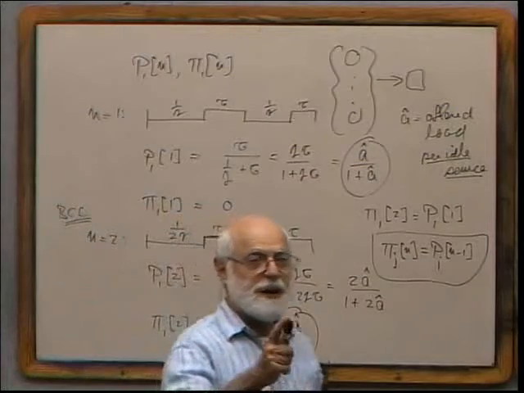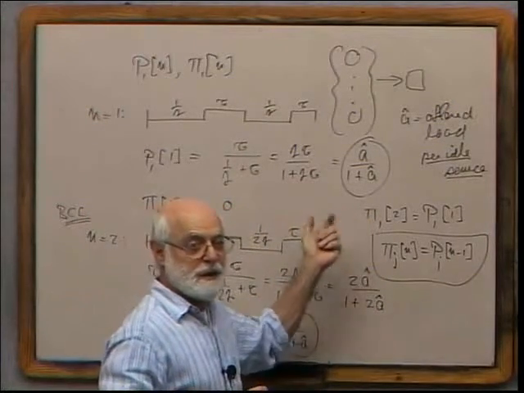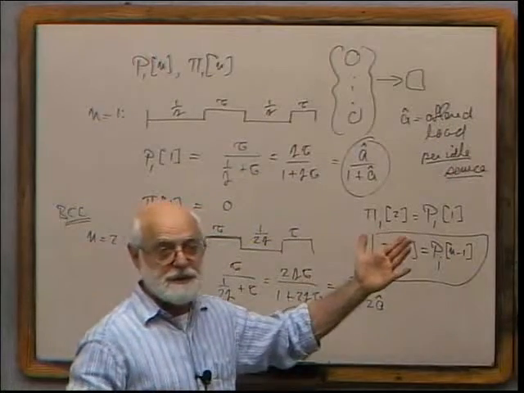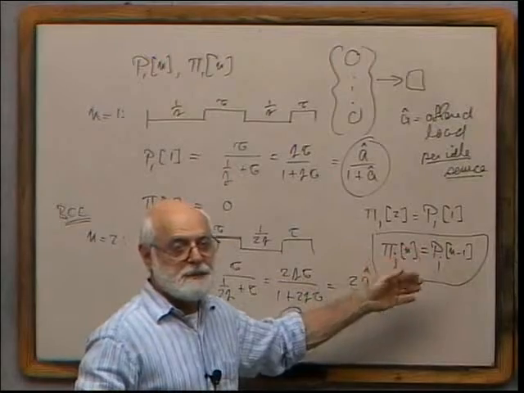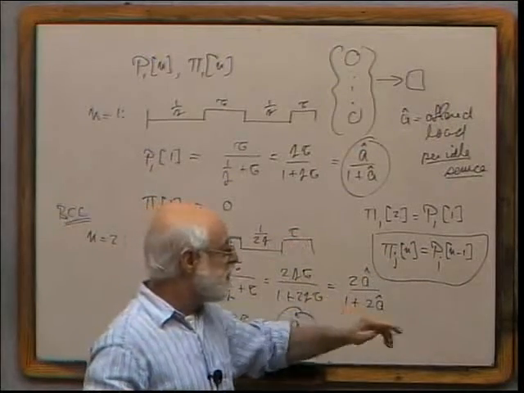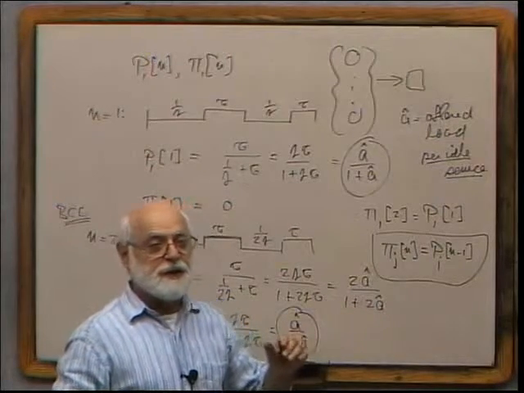There's actually two reasons it worked. One is because there's only one server. The other is because I had blocked calls cleared. But suppose I have more than one server and don't have blocked calls cleared. Then what? You could still make the argument that it seems to be a reasonable approximation.